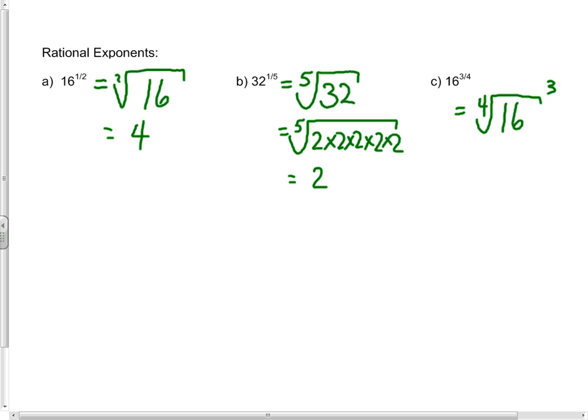All right, the fourth root of 16 raised to a cube would be 2 cubed. Answer's 8.